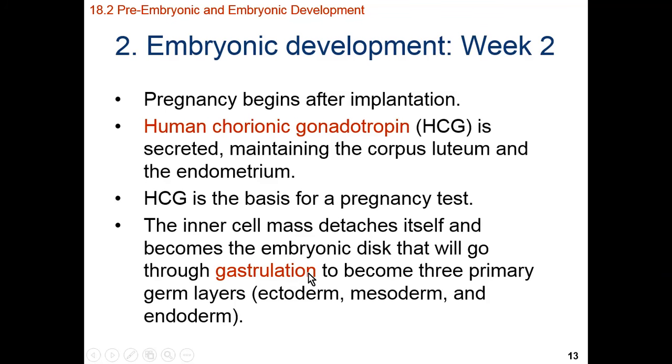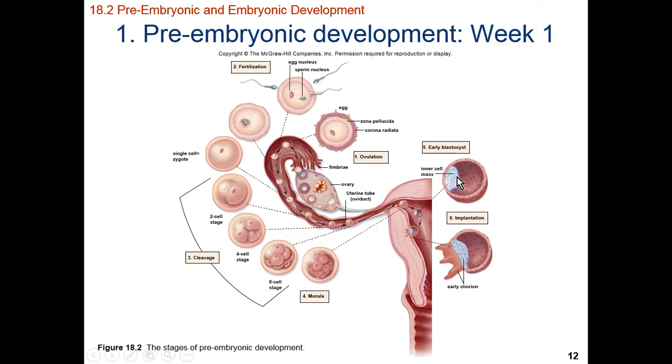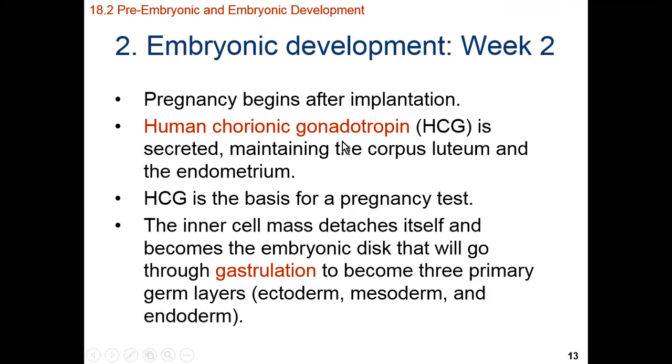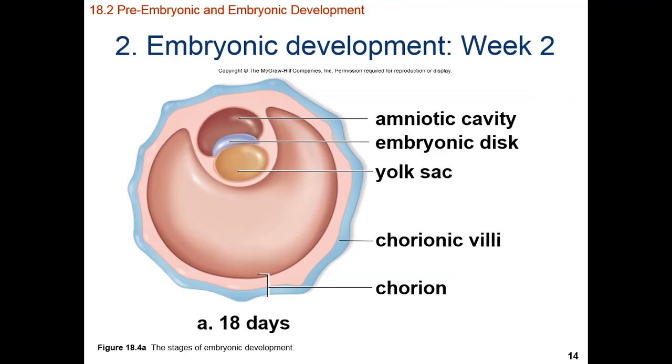During implantation, we find that the inner cell mass will detach itself. So here we can see the inner cell mass of the blastocyst. And this inner cell mass will detach itself and form an embryonic disc. This embryonic disc will then differentiate and become several different layers through a process known as gastrulation. These 3 different layers are known as germ layers, and there's an ectoderm, a mesoderm, and an endoderm. And at this point in time, cells are becoming quite specialized.